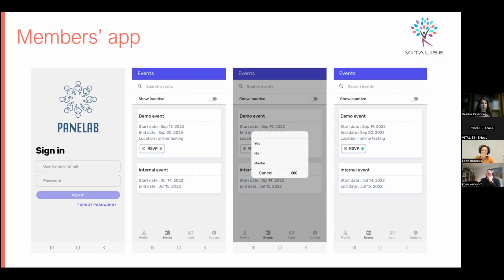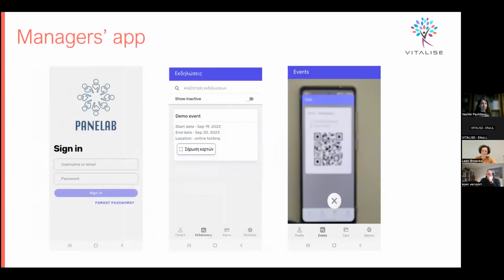In the next slide, you can see how it looks like from the manager's perspective. So the manager can scan the card and create an attendance list very quickly, very easily, which in next step can also help us create some optimization features such as optimal attendance, optimal contact rate, or create a dashboard to show there.